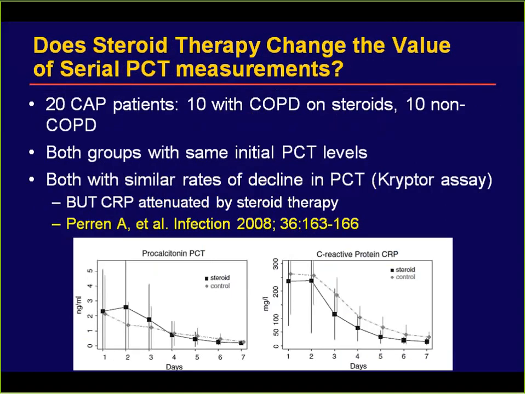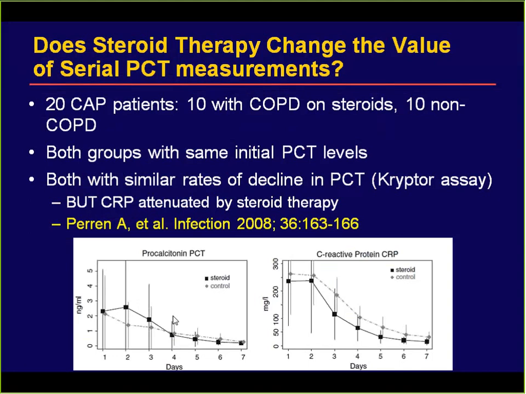When we do use steroids, there's been some question: does that attenuate the ability of serial measurements of procalcitonin? There's not a lot of data on this, but here's a study of 20 community-acquired pneumonia patients, 10 with COPD on steroids, 10 without COPD and not on steroids. And you can see that when you look at procalcitonin in the steroid group versus the control group, there was no attenuation of the initial procalcitonin level or the drop.